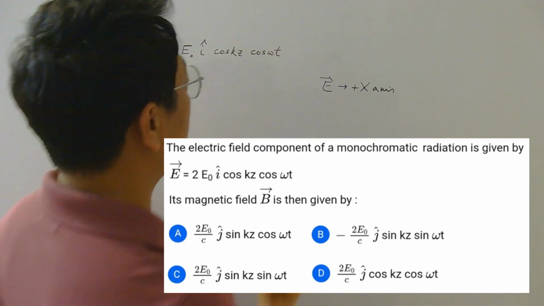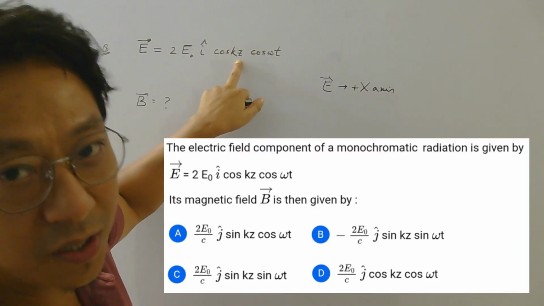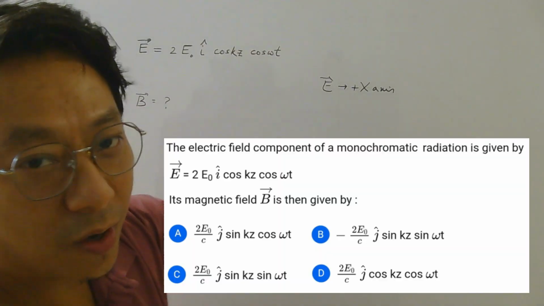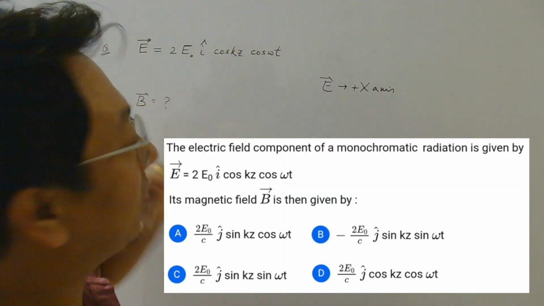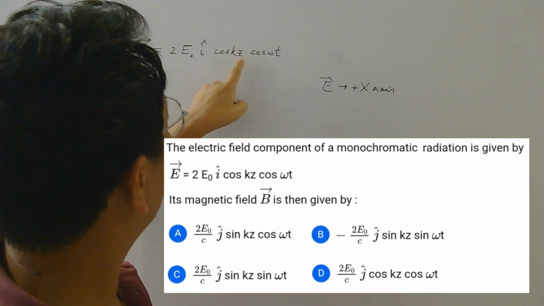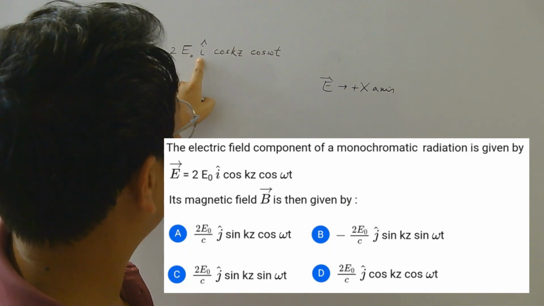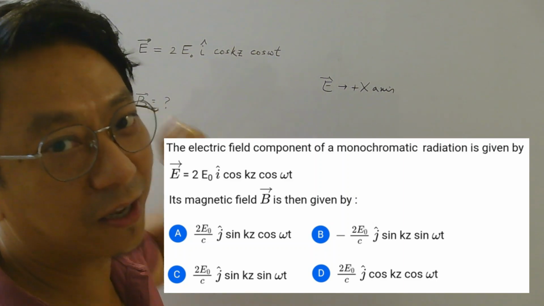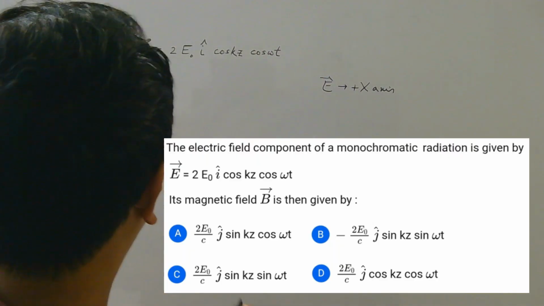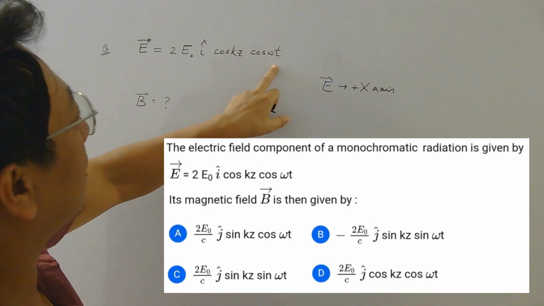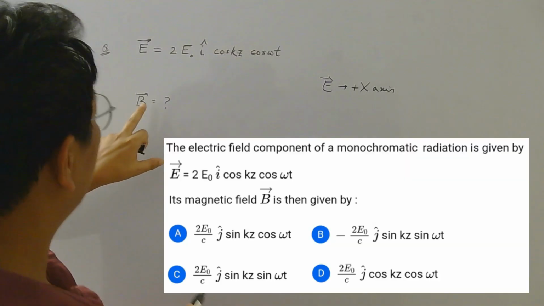So at this instant and at this position, z is the coordinate of the point where you are calculating the electric field. So at z coordinate at time t, the electric field is along x-axis. That is what this I cap represents. The question is to find magnetic field at that instant and at that coordinate. So what is the magnetic field?